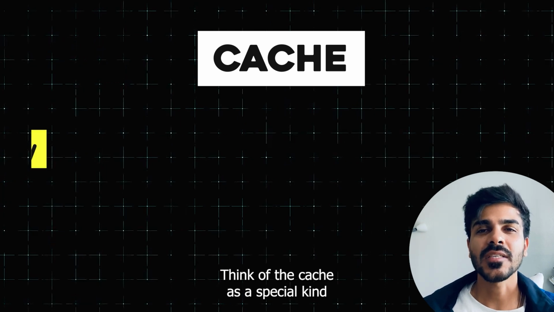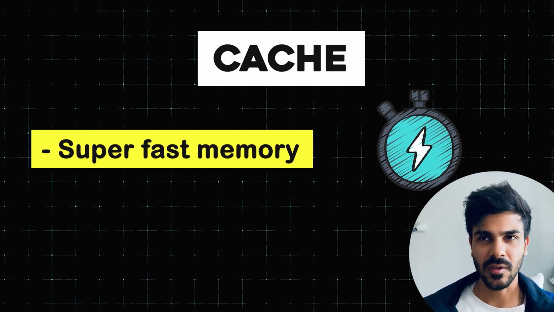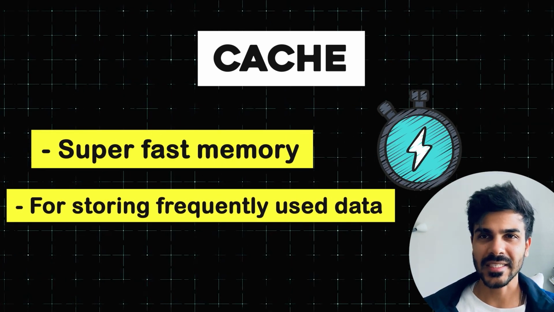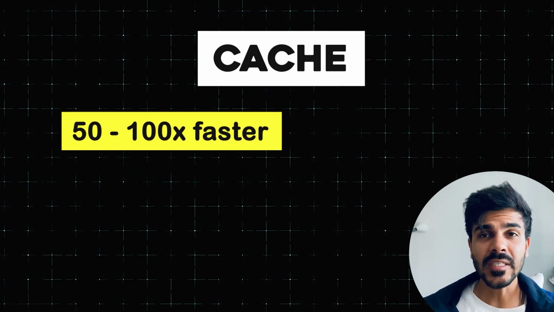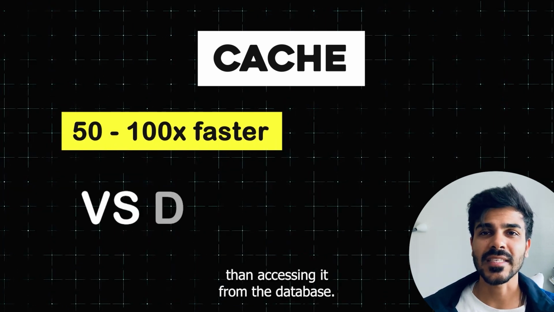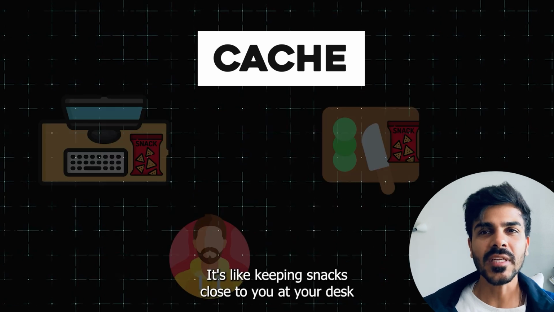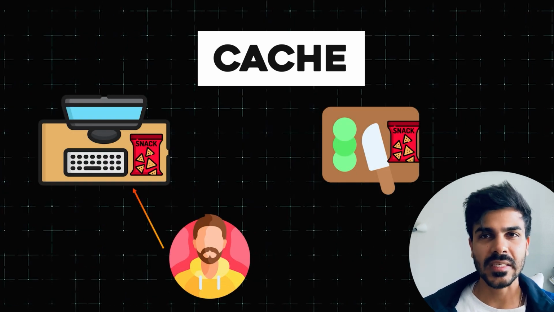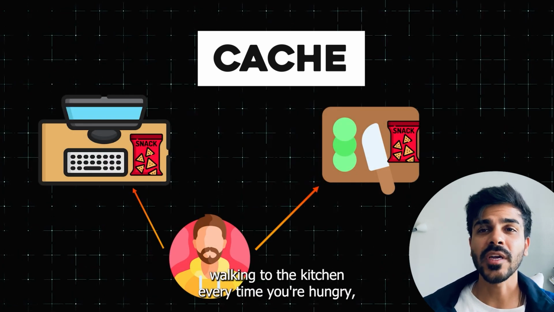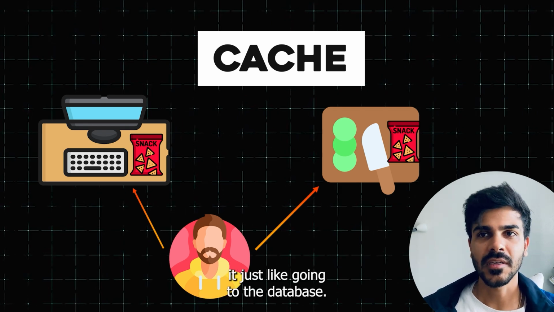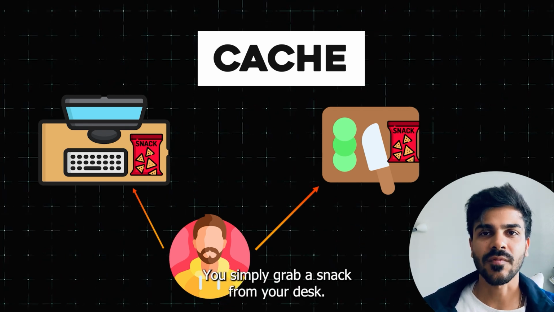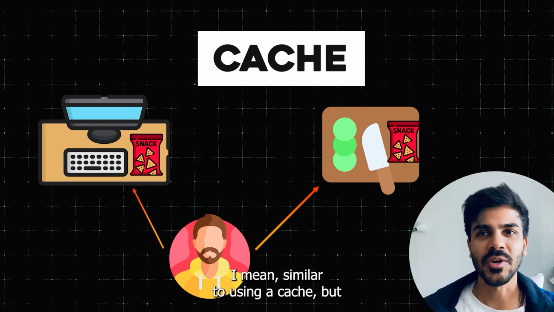Think of the cache as a special kind of super fast memory where we store the frequently accessed data. In fact, accessing the data from a cache is around 50 to 100 times faster than accessing it from the database. It's like keeping snacks close to you at your desk while you study. So instead of walking to the kitchen every time you're hungry, which is like going to the database, you simply grab a snack from your desk. Again, similar to using a cache.